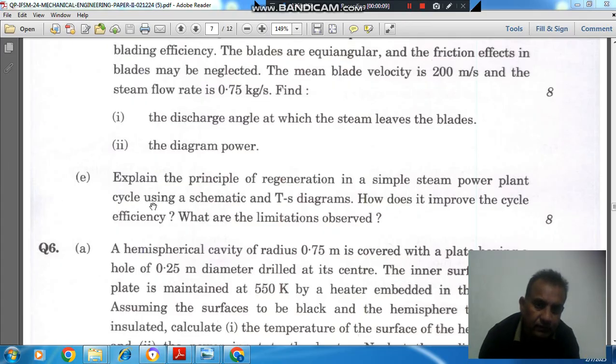Question number 5: explain the principle of regeneration in a simple steam power plant cycle using a schematic and TS diagram. How does it improve the cycle efficiency? What are the limitations observed?